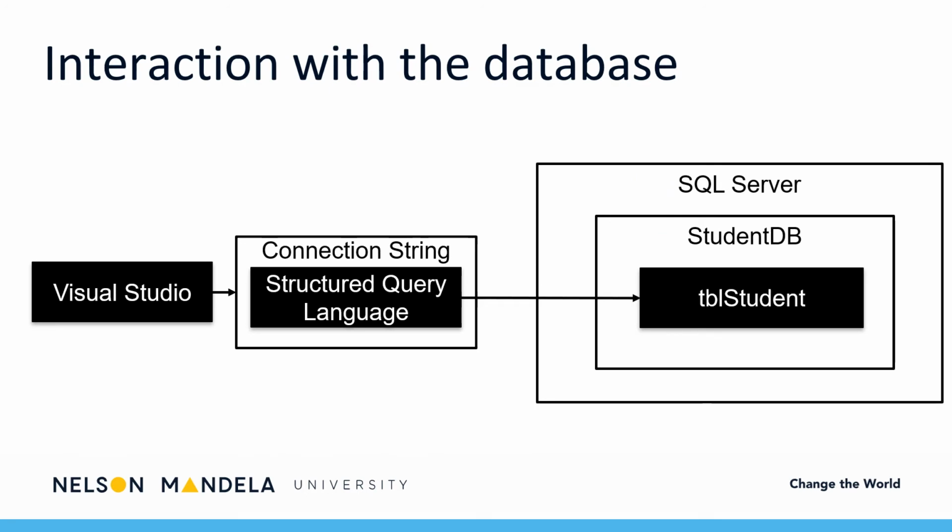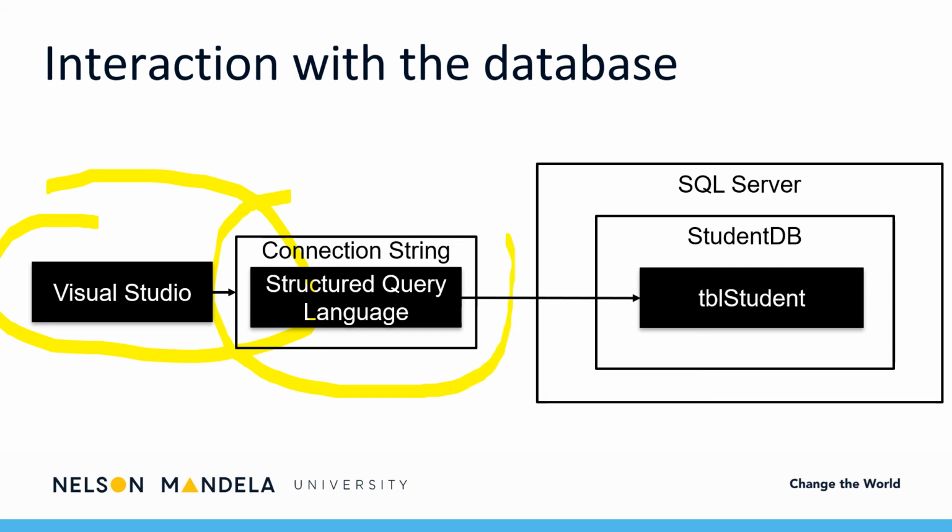Now, if you are interacting with a database, this is from the previous video. So we said that you've got your Visual Studio, where you write a program, and then you specify that it should interact with an SQL database through a connection string, and then the connection string is going to tell you everything about where the database is and what is the name of the database there.